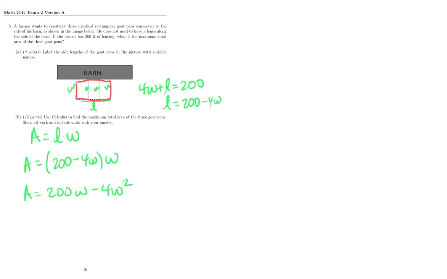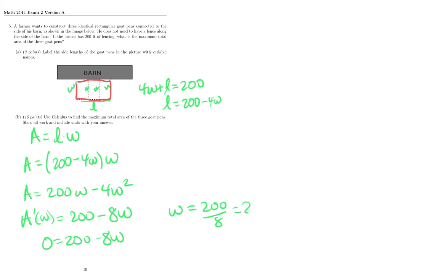So I can take the derivative of that. 200 minus 8W, and then set that equal to 0. So I get W is equal to 200 divided by 8, which is 25, which means my length is equal to 200 minus 4W. So the length is 100.